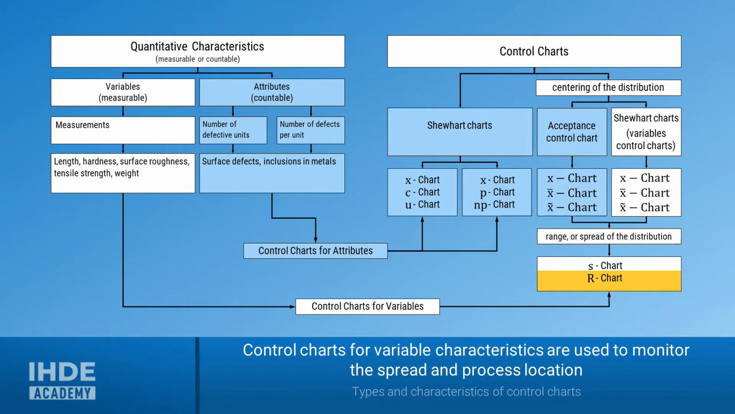Examples of this would be the length, hardness, weight, surface roughness, or tensile strength of a component. Second, there are the attributive characteristics. Those are all characteristics one can only count. But we don't want to go into detail about them here. On the right, we have the different control charts for variable characteristics with a white background. These are also called Shewhart charts, named after American Walter Andrew Shewhart. As you can see, there are 3 control charts for monitoring the process location and 2 control charts for monitoring the spread. The range chart is one of the spread charts.